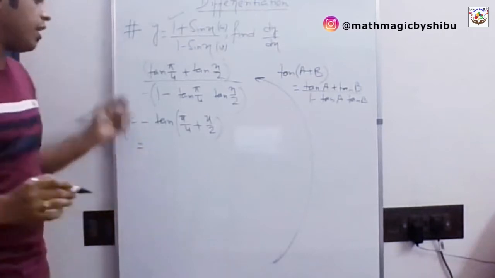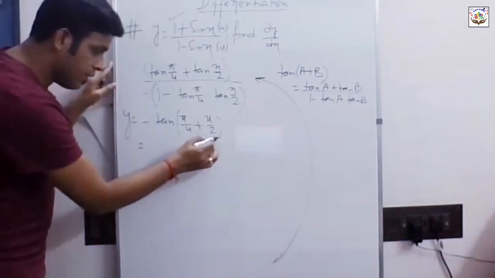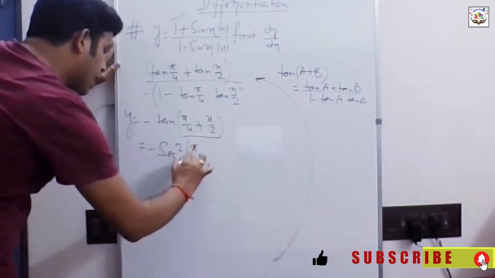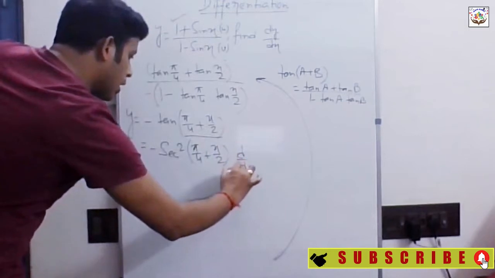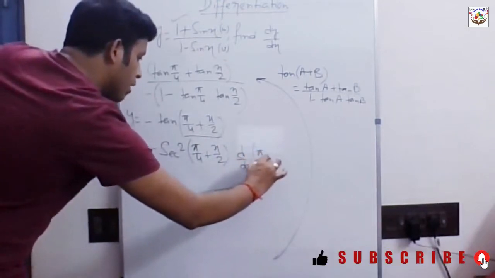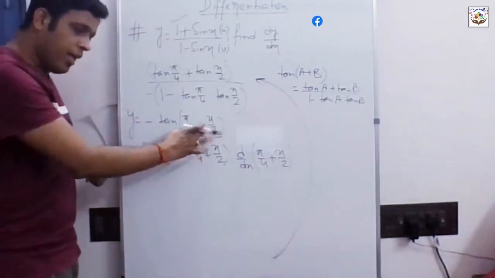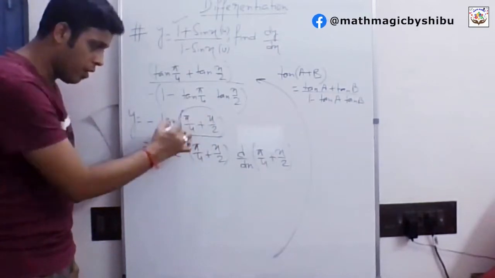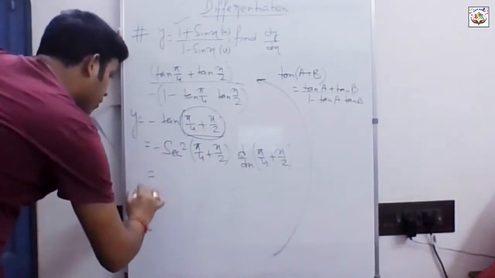Now we just have to do the differentiation of this part. So we know the derivative of tan x will be sec square x. So the derivative of tan of this angle will be sec square of this angle into d dx of this one, because as you know, apart from x, whatever be the form here, it will again need to be differentiated. Okay, so what would be your final answer?